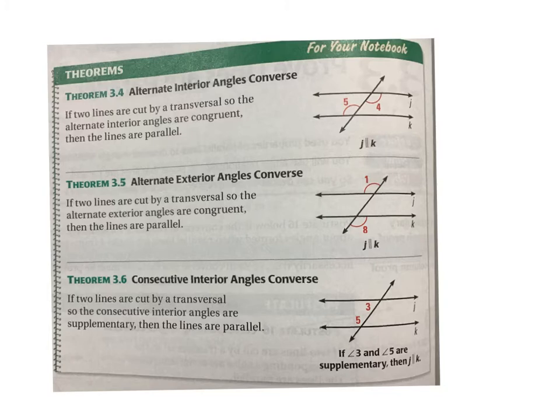And consecutive interior angles. If they're on the inside, same side of the transversal, and they add up, do you guys remember what they have to add up to? 180. They're supplementary. Then if that happens, then the 2 lines are parallel. So that's all you're doing with your theorems, is the reverse of the ones you did from, I think it was 2 lessons ago. All right, so let's look at example 2.